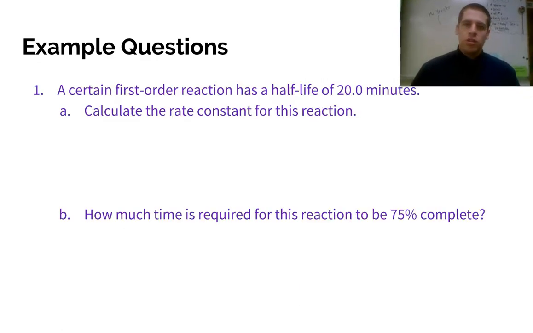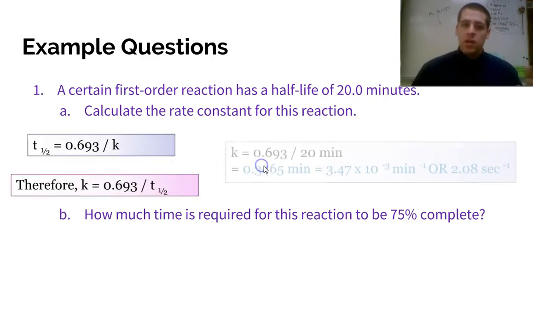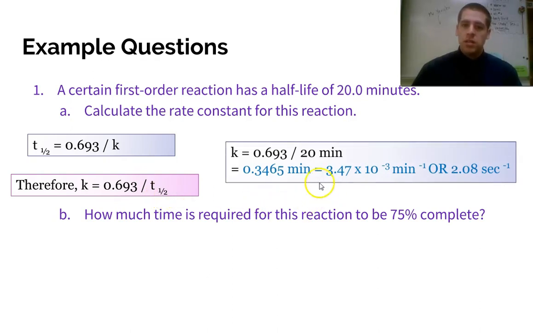All right, let's look at a few more questions. If our half-life is 20 minutes, what would be the rate constant? This is where that 0.693 over k equation comes in really handy. We can rearrange this to solve for k, and then when you plug in your half-life, which is 20 minutes, you end up with your k value, which is 3.47 times 10 to the negative third. In minutes, because our half-life is given in minutes, you could also convert that to seconds.